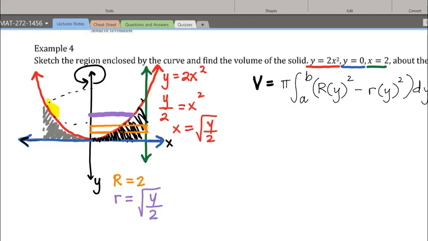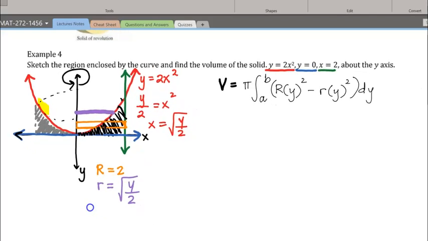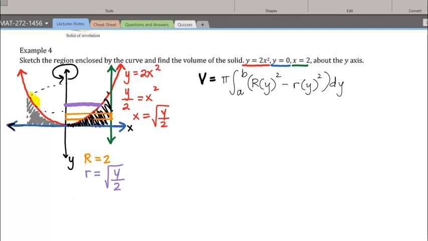So now that we have our capital R and our little r, we can continue with setting up our integral. So we have pi times the integral. We do need our limits of integration from a to b. Remember that everything in this integral is in terms of y. So the limits of integration are this lower y value from this region here. Lower y value is 0.